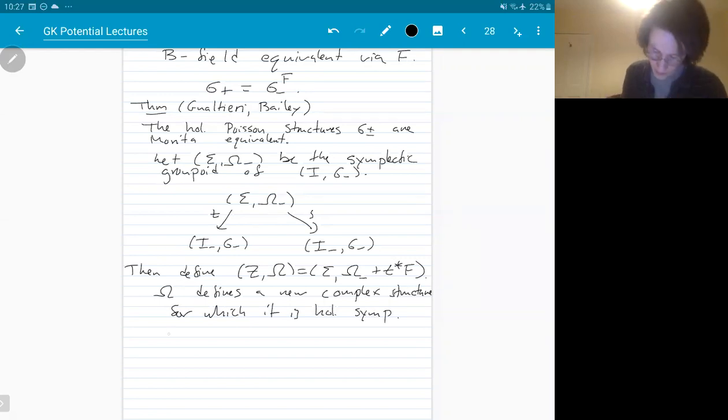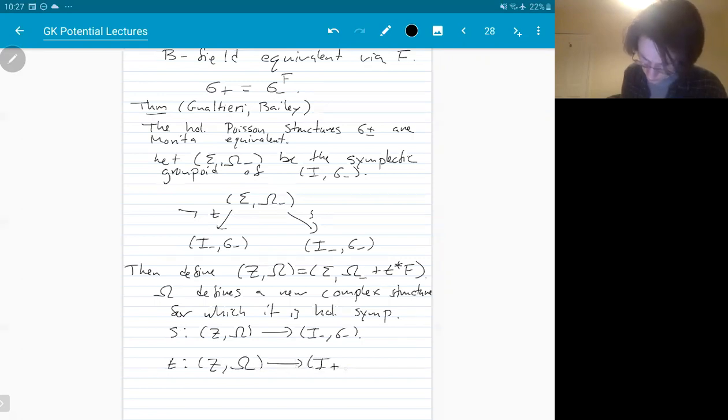Once we do this deformation, the map S still gives you a holomorphic Poisson map to I minus sigma minus. But now T is no longer going to be holomorphic or Poisson. It's actually holomorphic Poisson when we think of it as a map going to I plus sigma plus. This is now holomorphic Poisson. Okay, and so this is how we get the Morita equivalence.